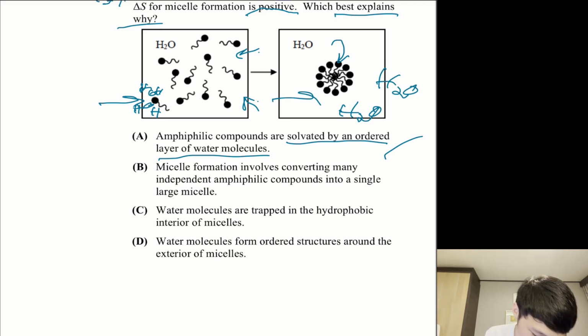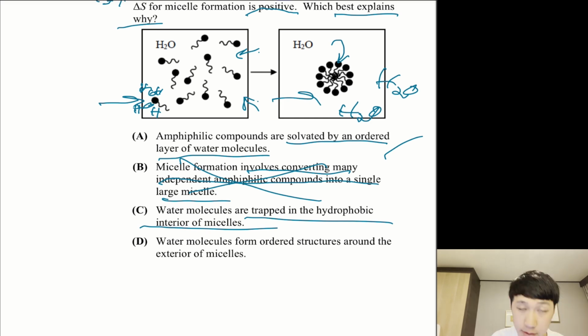B, micelle formation involves converting many independent amphiphilic compounds into a single larger micelle. As we just said, this would contribute to a negative delta S, and that's kind of what we expected, but that's not observed. So this is not the correct answer. C, water molecules are trapped in the hydrophobic interior of micelles. If we imagine trapping water molecules in the interior of the micelles, that means we're restricting their movement, and therefore they can have less microstates and positions. So therefore, C would give a negative delta S, and that's not what we're looking for.